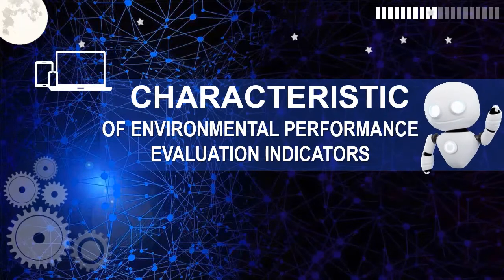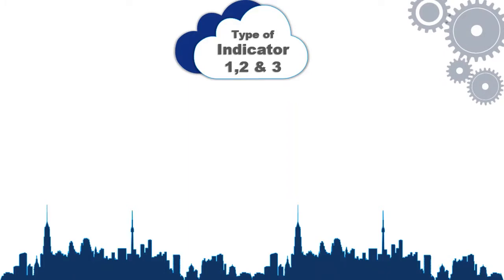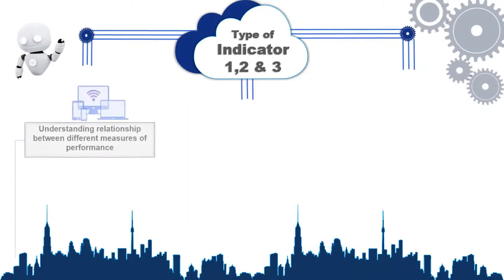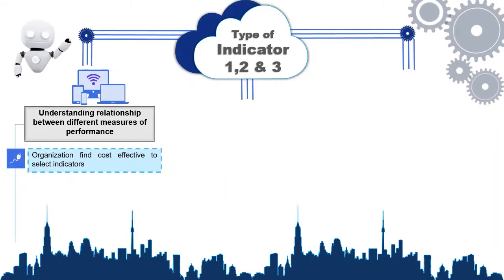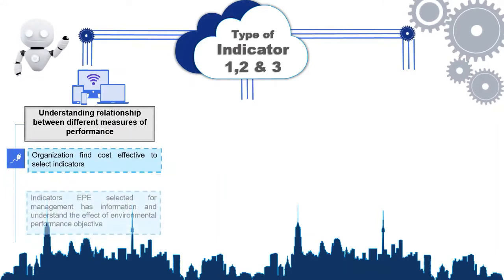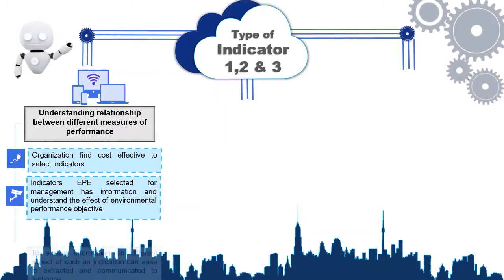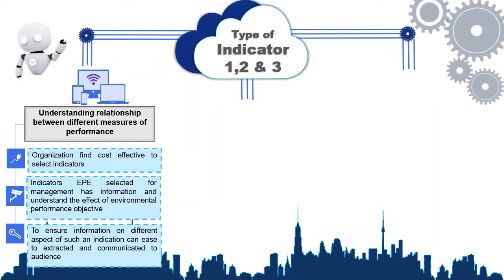Characteristics of EPE indicators. Type of indicator 1, 2, and 3. 1. Understanding relationship between different measures of performance. Organizations find it cost-effective to select indicators. Indicators selected for EPE for management give information and understanding of the effect of environmental performance objectives, to ensure that information on different aspects of such an indication can be easily extracted and communicated to the audience.